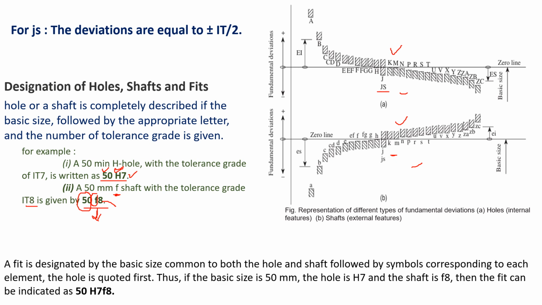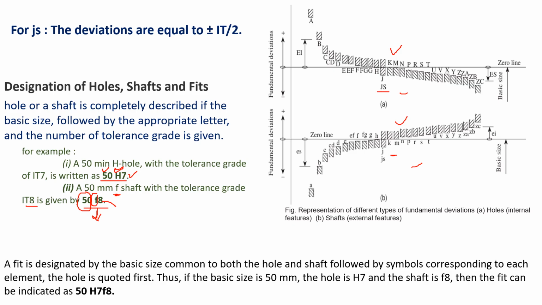Similarly, we have to see how to represent the fit. A fit is designated by the basic size common to the hole and shaft, followed by the symbols corresponding to each element, and the hole is quoted first. Thus, if the basic size is 50 mm and the hole is H7 and the shaft is f8, then the fit is designated by 50 H7/f8.